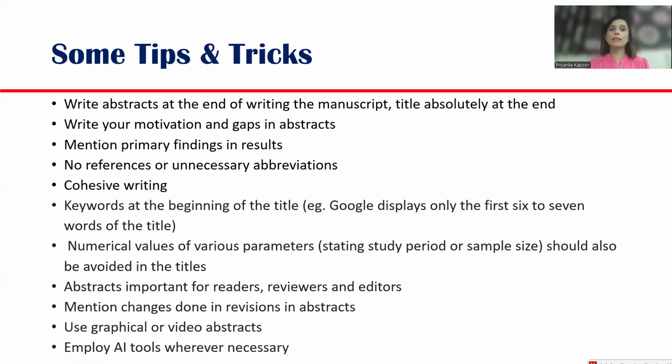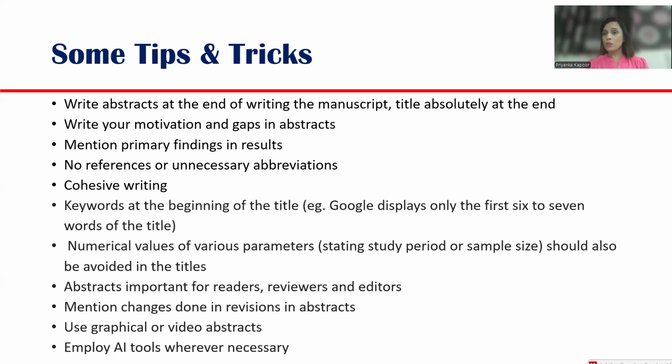Some tips and tricks towards the end. I have explained a lot about the titles and the abstract, but just to summarize the whole thing so that we don't forget and we keep reminding ourselves while we're writing the abstracts or the titles: you have to write the abstract at the end of the manuscript and the title completely at the end, even after the abstract. Write your motivation and gaps in the abstract. Mention the primary findings only in the abstract.